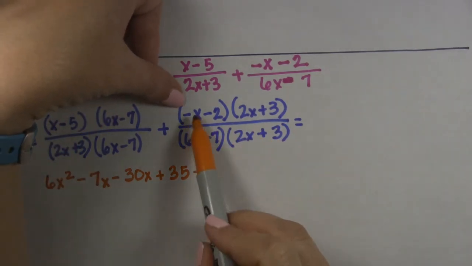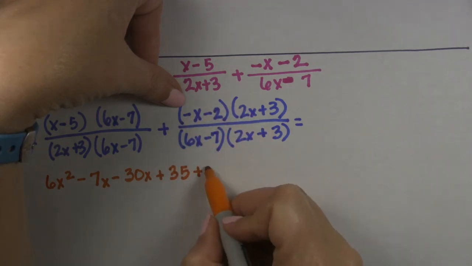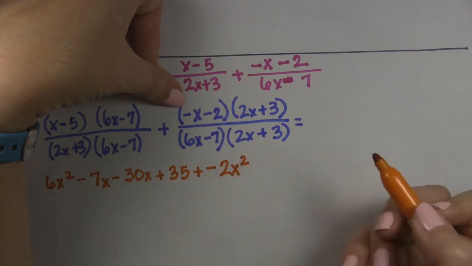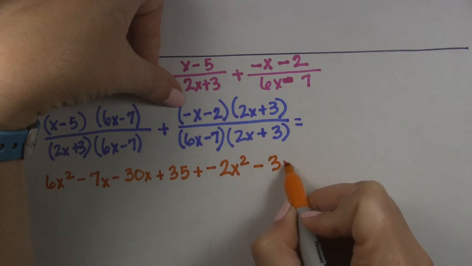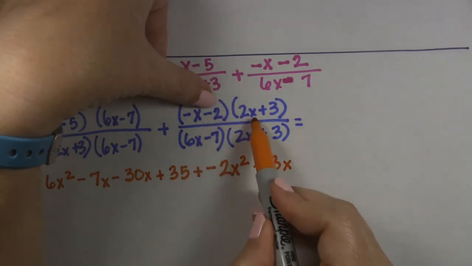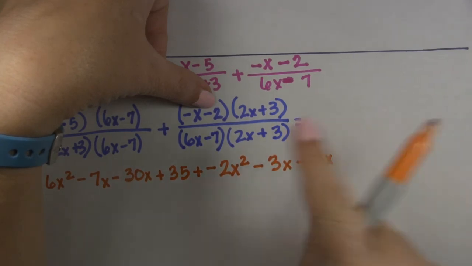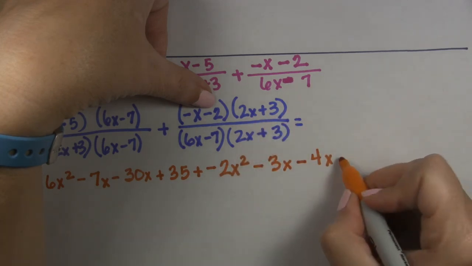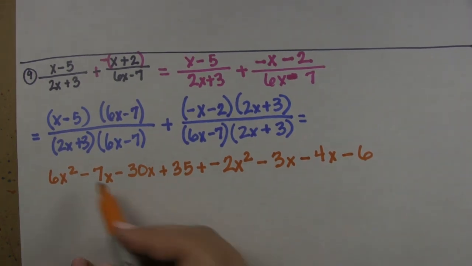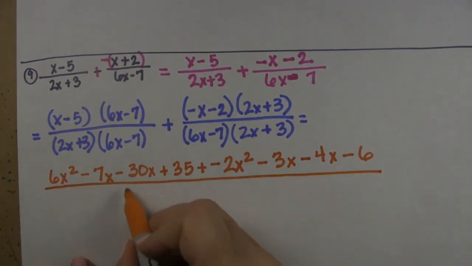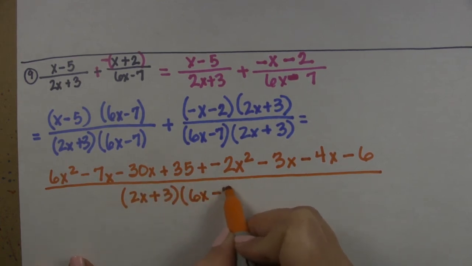I'm going to put a plus sign, and then I'll say, okay, negative x times 2x will give us negative 2x squared. Negative x times positive 3 will give us a negative 3x. Negative 2 times positive 2x will give us a negative 4x. And negative 2 times positive 3 will give us a negative 6. My gosh, I said it was going to be long. I wasn't kidding, was I? Okay, and this is all over 2x plus 3 times 6x minus 7.